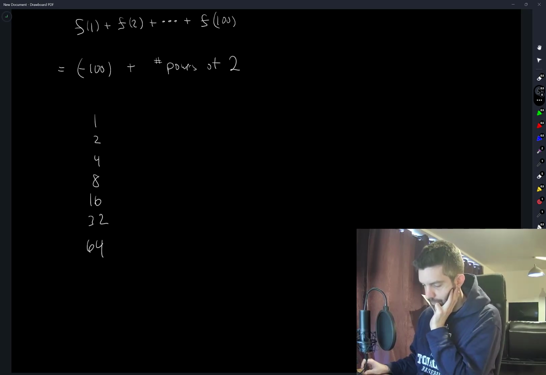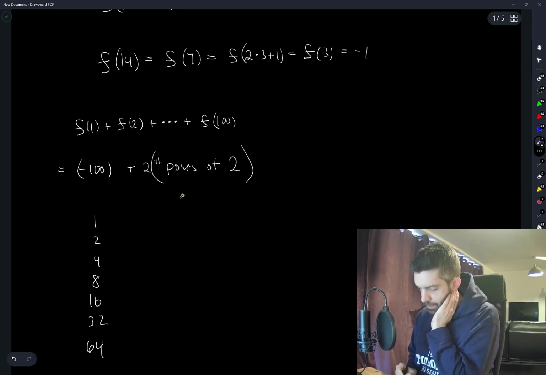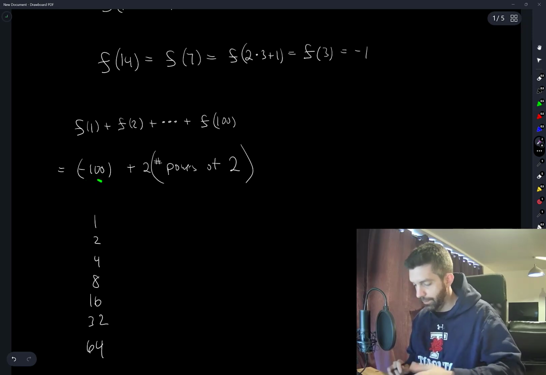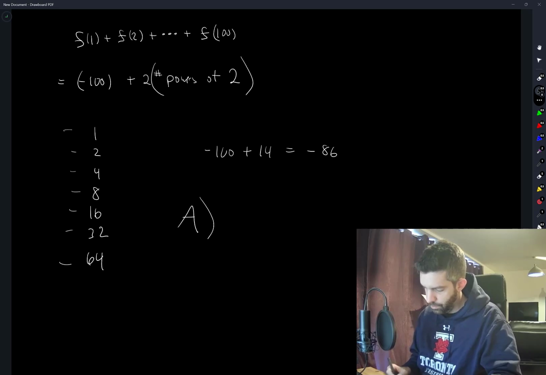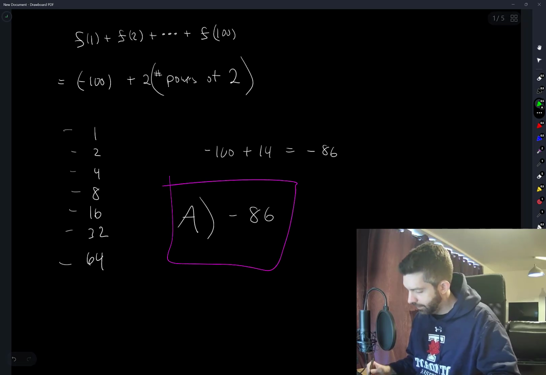Okay, but this is not one of the answers, is it? Oh, I have to multiply this by 2, right? Because for every number that is a power of 2, not only does it not contribute to this, so we have to remove it, but we add 1. Okay, so 1, 2, 3, 4, 5, 6, 7. So the answer should be negative 100 plus 14, which is negative 86, and that is one of the answers. So I'm pretty confident in that one.